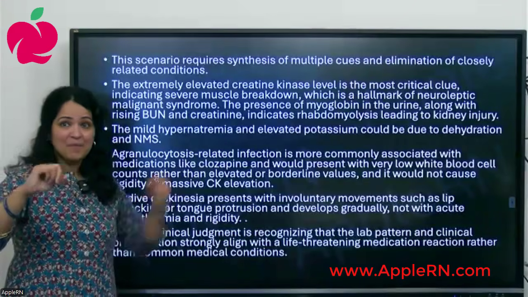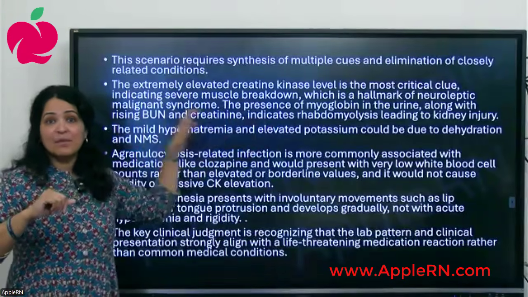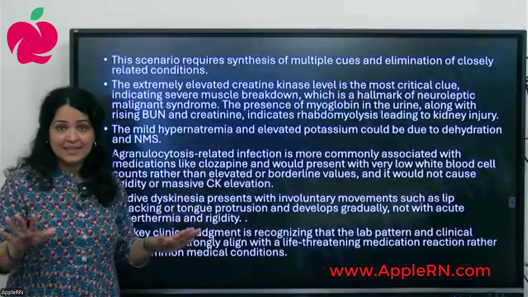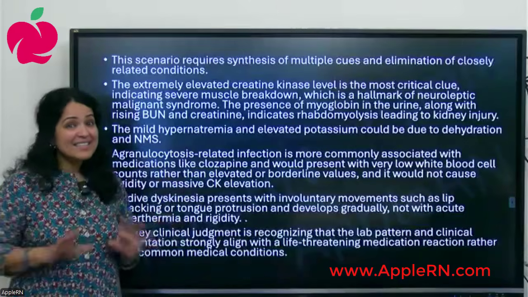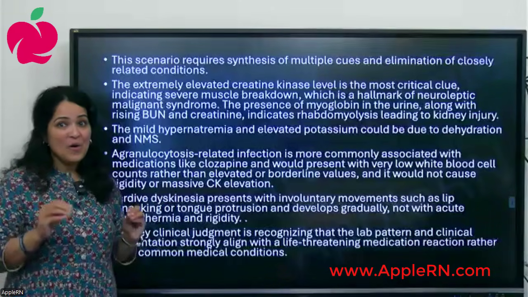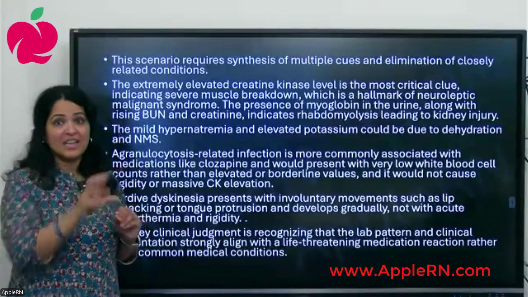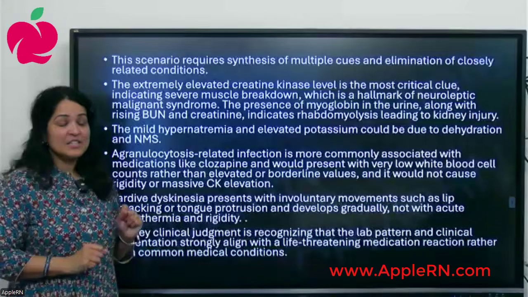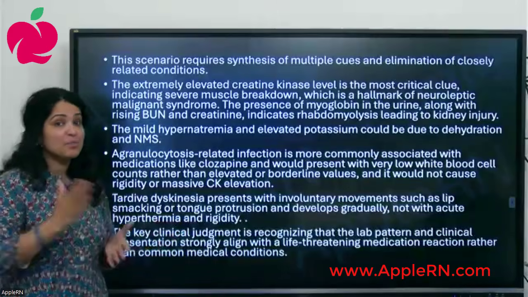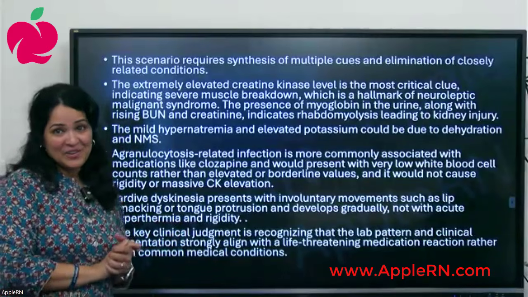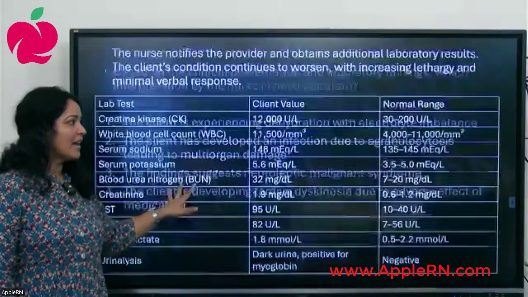And then what's going to happen? There is going to be rhabdomyolysis, and there's myoglobin in the urine, and BUN and creatinine explain that. And potassium could also be related to this. So there are things going on which are very important in diagnosing the issue. We did have all these talks about neuroleptic malignant syndrome in the class. Please do listen to that video. Very, very important. This is where we did our analyzing the cues.